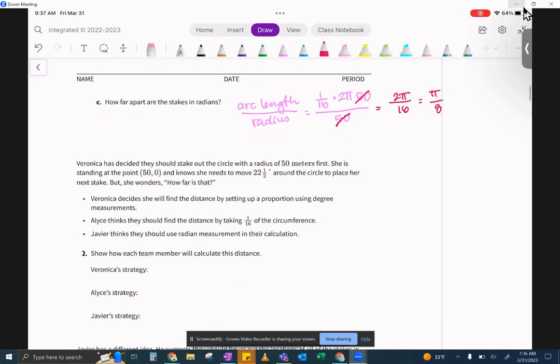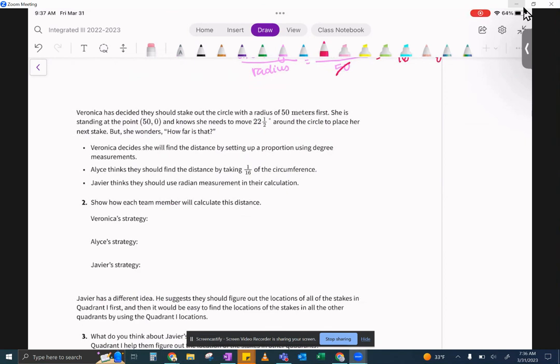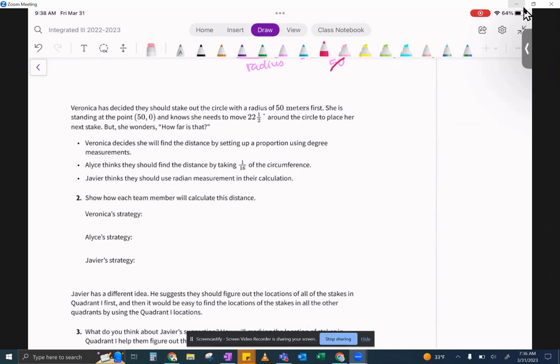Okay. So then it says Veronica has decided they should stake out the circle with a radius of 50. That's what we just found out, right? She is standing at the point 50, 0 and knows that she needs to move 22.5 degrees all the way around the circle to place her next stake. But she wonders, how far is that? So one more time. Veronica has decided that she should stake out the circle with a radius of 50 meters first, right? So can you think about that circle in your head?